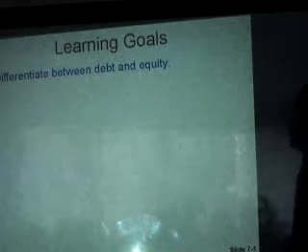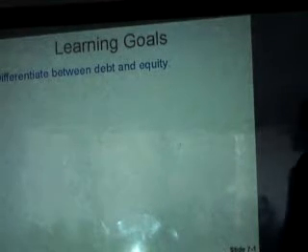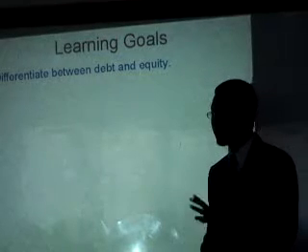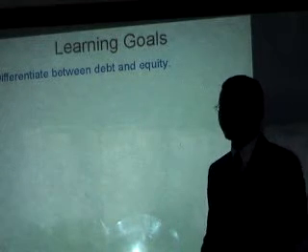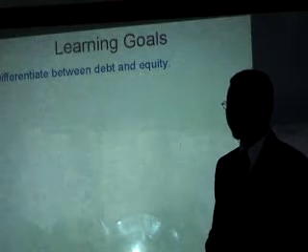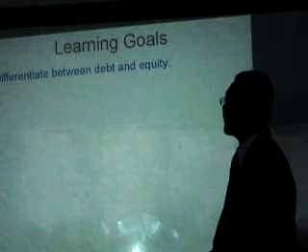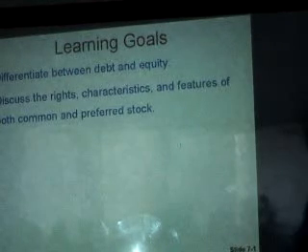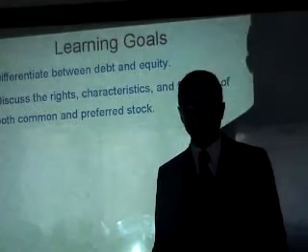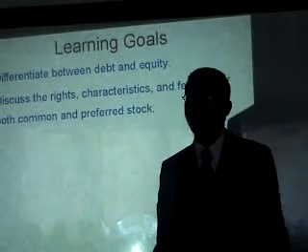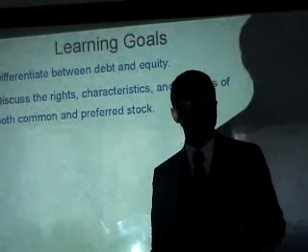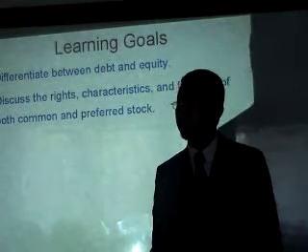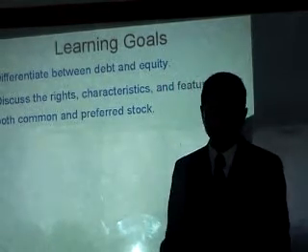our learning goal will be, first one, to differentiate between debt and equity. What is debt and what is equity, right? Because we have two types of capital, one is debt capital, the other one is equity capital. The second one is to discuss the rights, characteristics and features of both common and preferred stock. What are the characteristics of preferred stock, and also what are the characteristics of common stock.